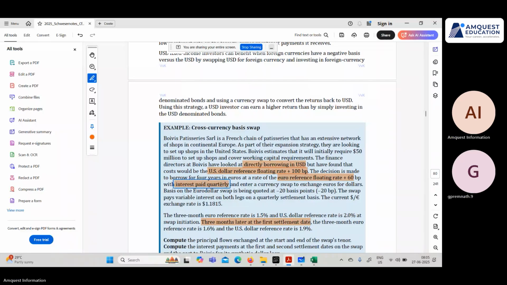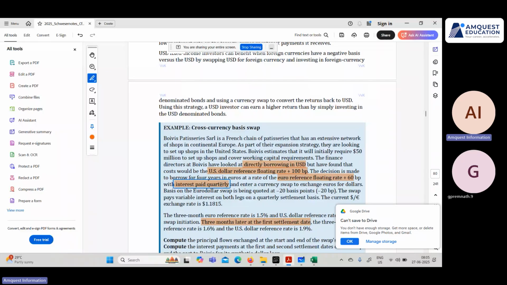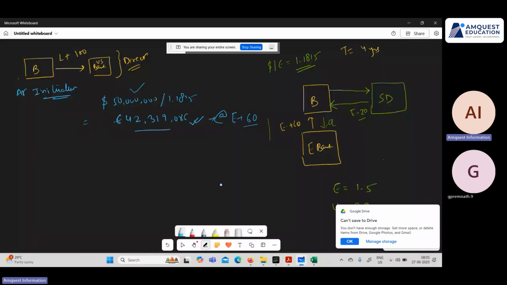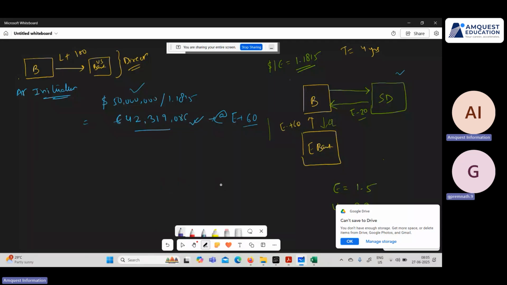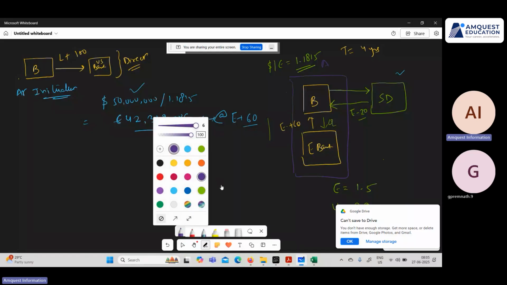So we'll talk about the next leg, which is how the transaction would happen with the swap dealer. But currently, I really want to focus on this leg. I'm calling it A. And let's just call this leg B.